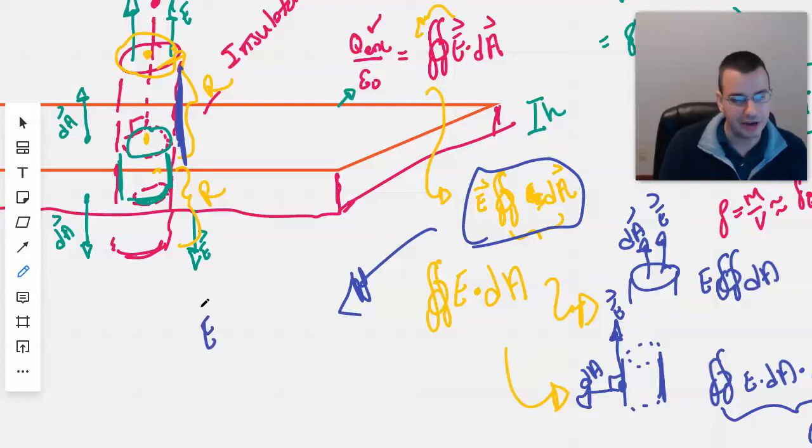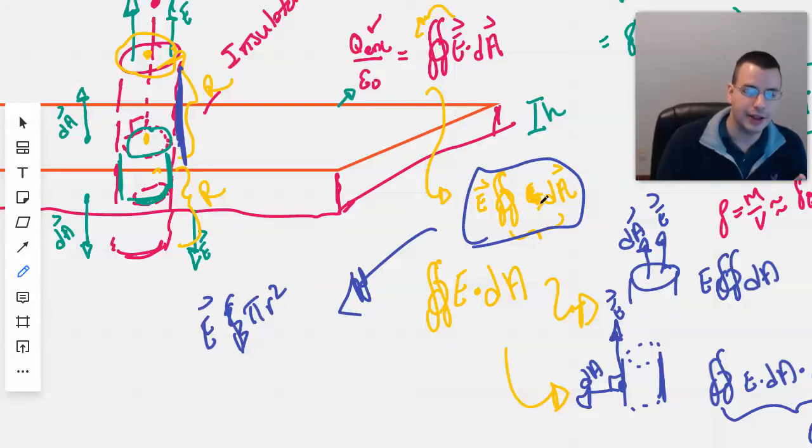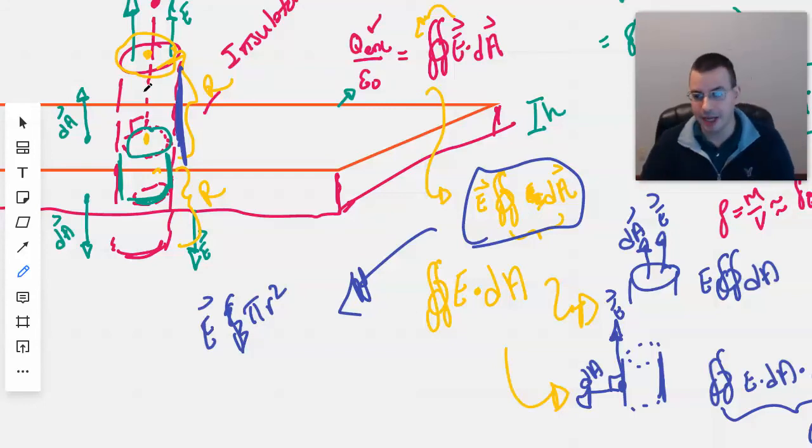So then we have electric field times pi r times the area, which is pi r squared, where this little r is the radius of our circle. But then we also have to take into account, so this is for the top, we also have to take into account the bottom. And you might think that, well, on the bottom, the electric field is going the opposite direction, so we would call it negative.